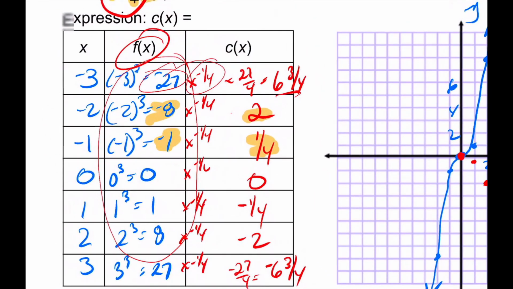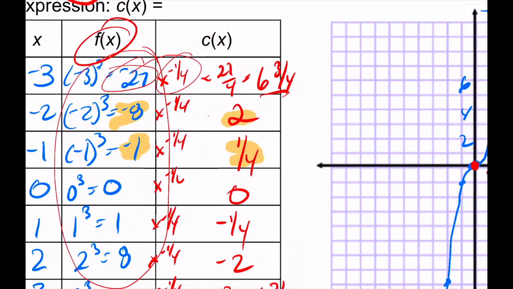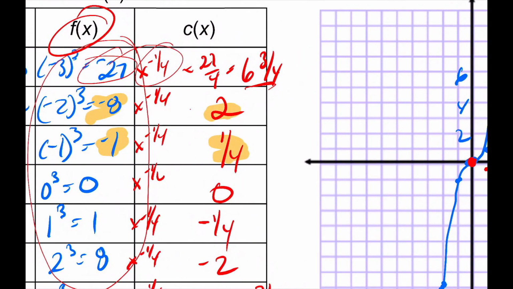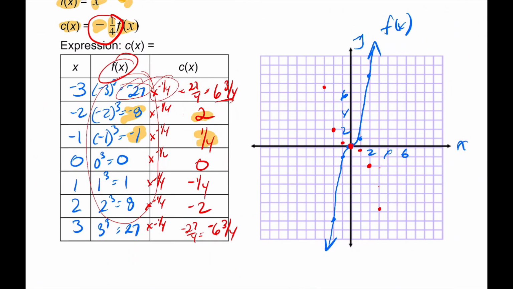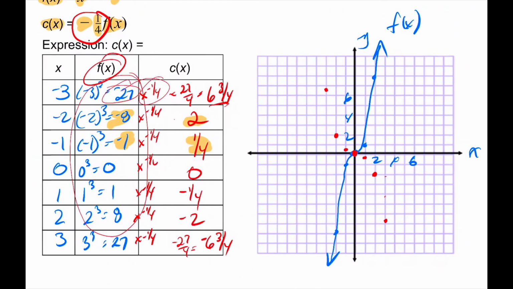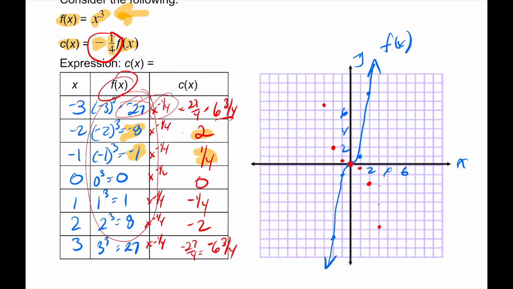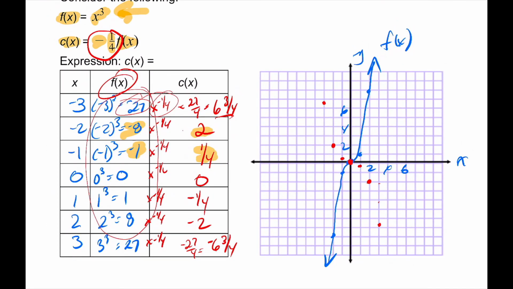And then likewise with the negatives, we get negative 1 and 1/4. So negative 1, 1/4 might fall right there. Negative 2 and 2 would be right there. And then negative 3 and 6 3/4, so almost a 7 right there. So let's just connect that because we know it's a cubic, right? Therefore, it's going to have that general yin-yang shape. So that's how I'm going to connect the dots.